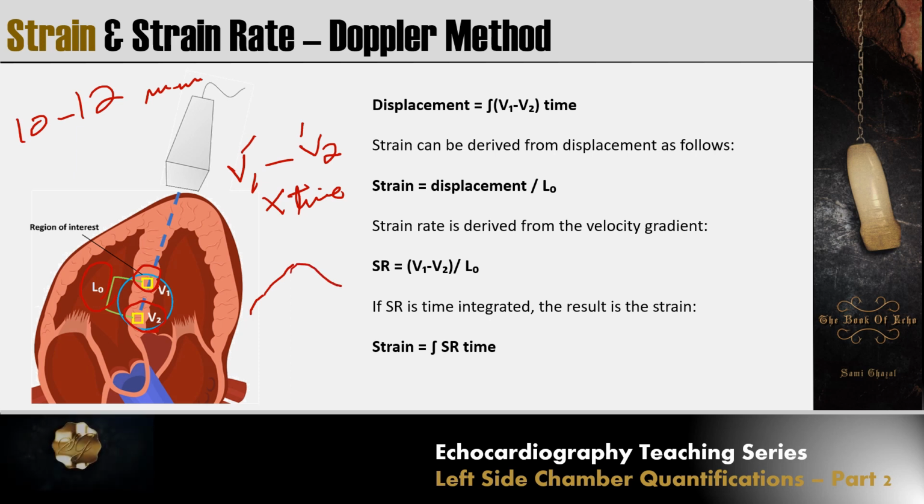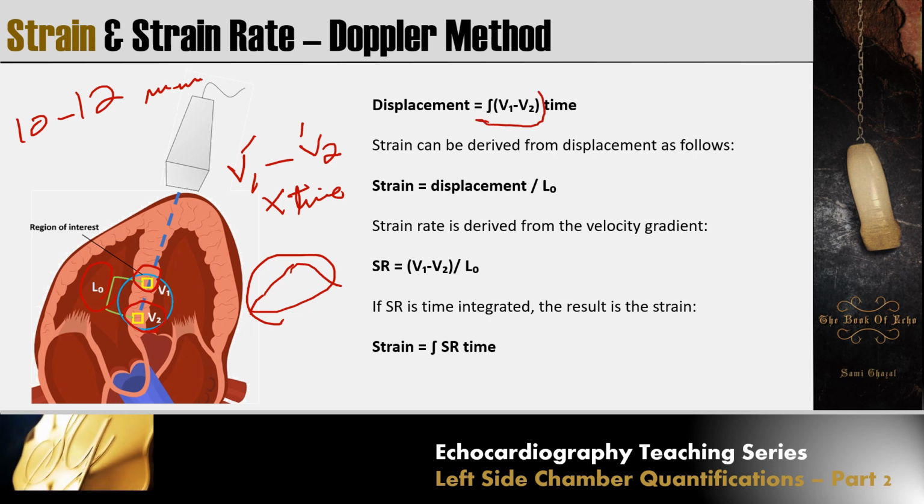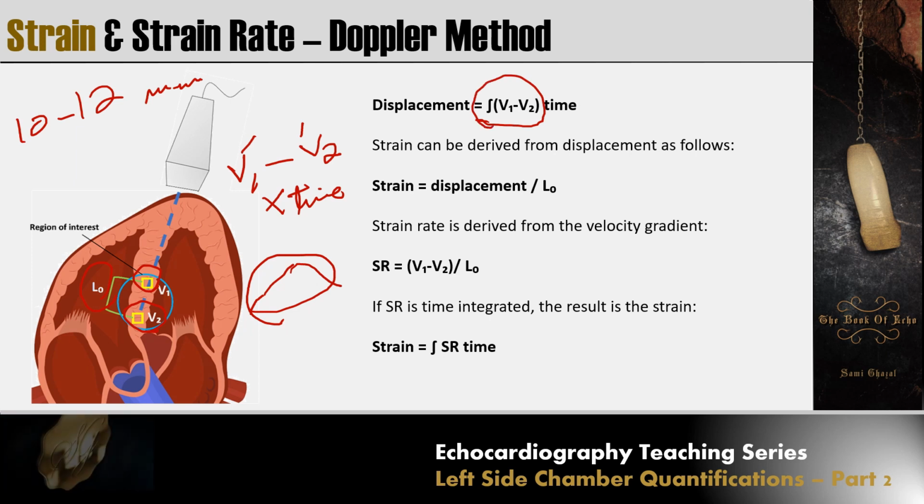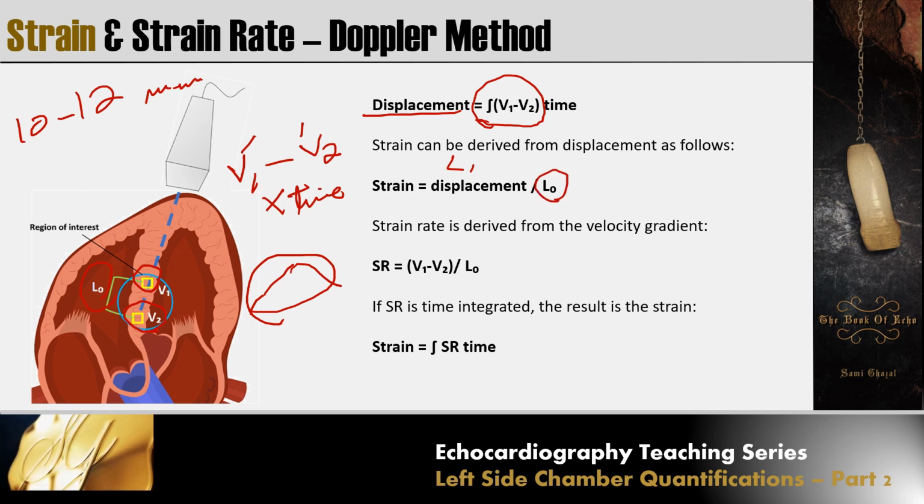So we need to measure the average velocities. How to do that is to integrate it with time. So now we integrate the velocity gradient and multiply it with time, and we get the displacement. And this is done automatically by the machine. Okay, now we have the displacement, which is L1 or the final length. We just divide it by L0 and we get the strain.